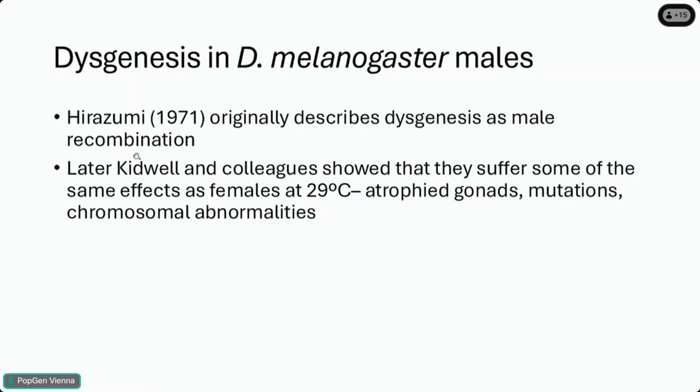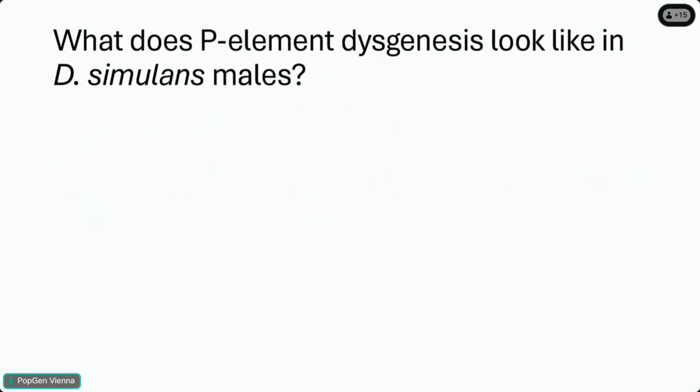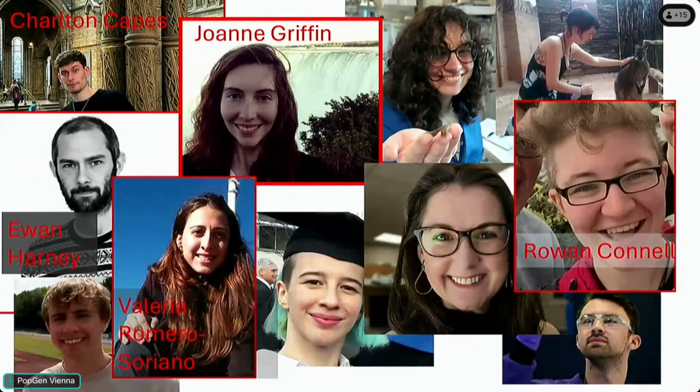In Margaret Kidwell's lab, they also did some of this work and showed some of the same effects as females at 29. So they have some of the atrophic gonads and other phenotypes that you see associated with hybrid dysgenesis, like mutations and chromosomal abnormalities. So we wanted to look at these dysgenic phenotypes in simulans and also use some more modern technology to look at them. This is, as I said, some work that's been picked away at over the years by different people in my lab, but it was largely driven by Valeria, who's here, and Joe, who's there, who did the lab work and the analyses together.